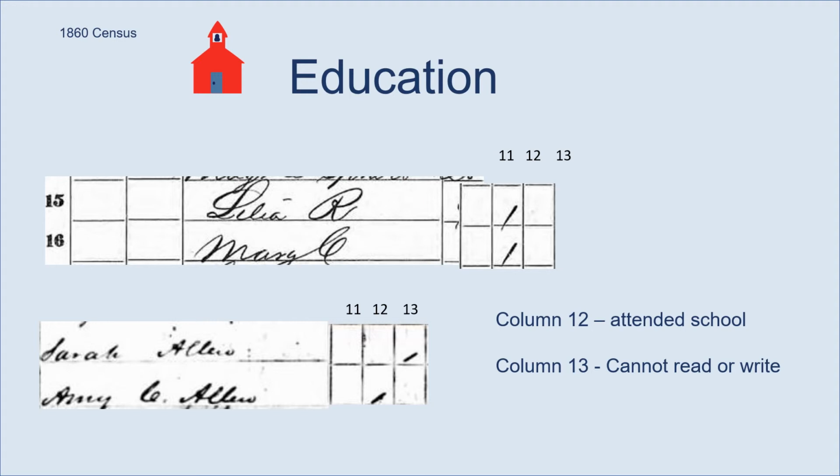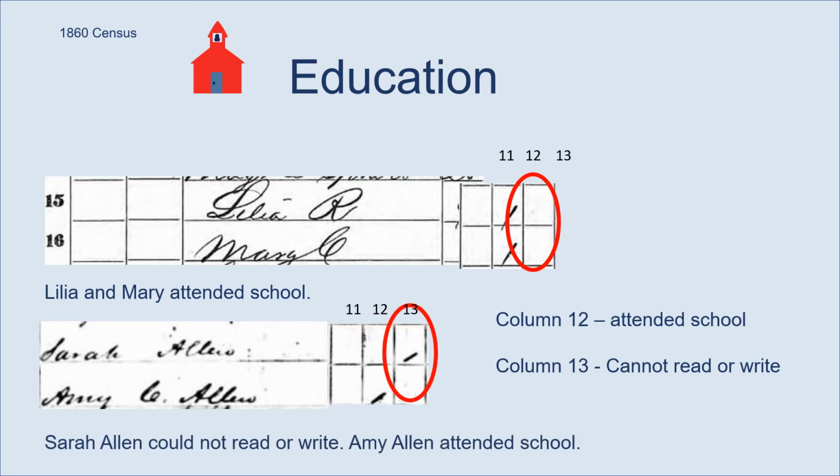Education. Columns 12 and 13 are about education. Column 12, did the person attend school? Column 13, cannot read or write. Both Lilia and Mary attended school. Sarah Allen could not read or write. Amy Allen attended school.